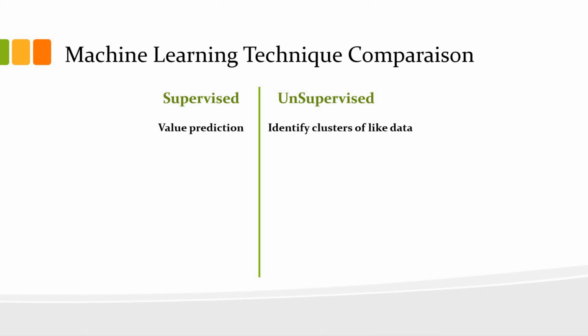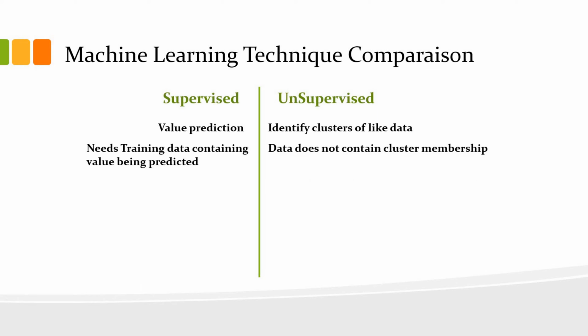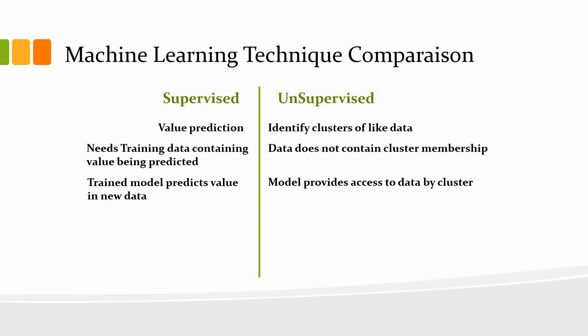The data we have also matters. Supervised machine learning requires that we have some training data that has the value we are trying to predict. With unsupervised machine learning, we don't have the values, we are trying to figure out the values. As we saw in the examples, in supervised machine learning, we use the data with the value to train the model so it can predict values on new data, like a new house. In contrast, with unsupervised machine learning, we get clusters of like data from the model.